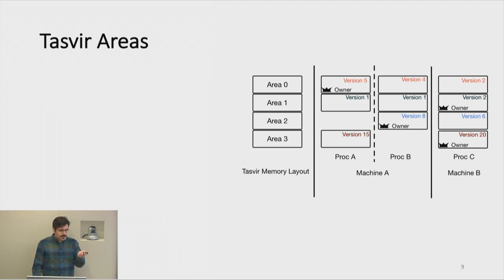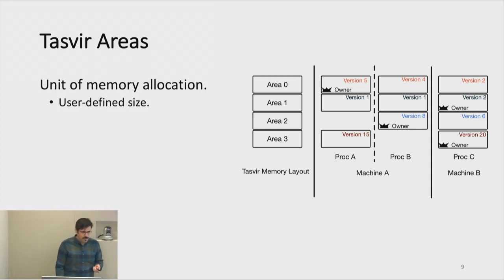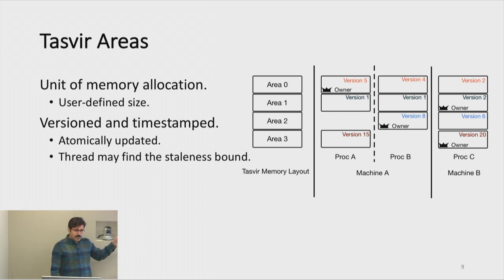So the basic building block is the notion of areas. It's a unit of memory allocation. When you allocate a new area, you get a continuous byte stream at a fixed address. So if the address is X on thread 1, it will be the same on every thread that maps it. So you can use your naive old data structures and lay them on top, and it would work. These areas are versioned and time-stamped, and versioning entails that we must be updating atomically. So we guarantee that they're atomically updated.